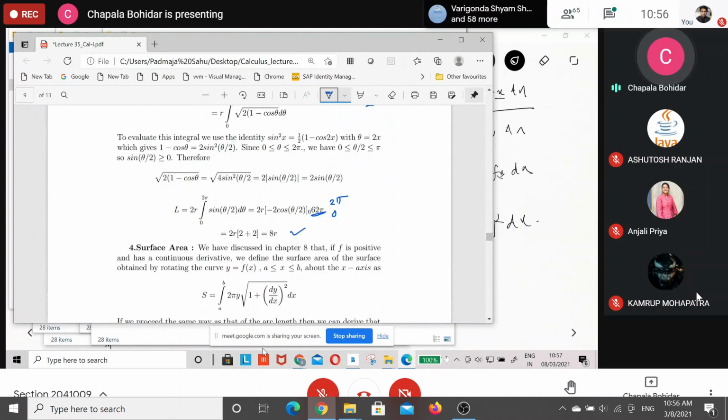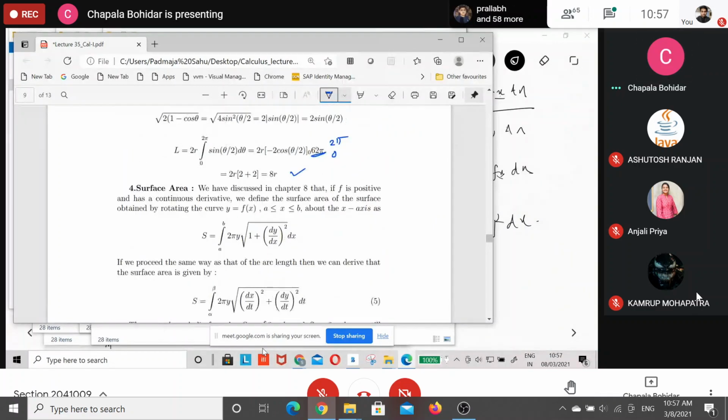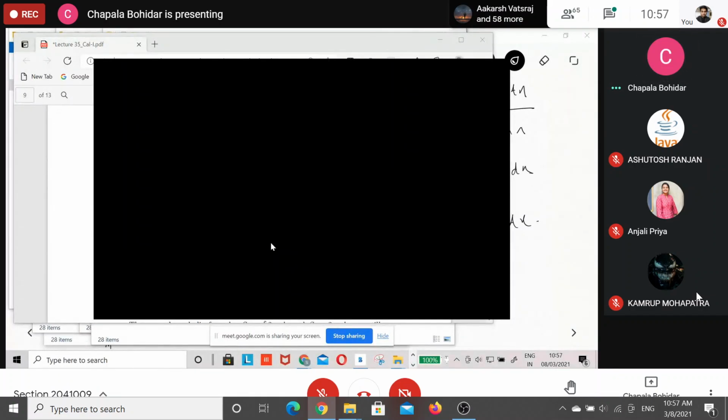Then surface area, same. Rotation about the x-axis, we know our formula is integral from a to b of 2 pi y, where if y is a function of x, ds is root of 1 plus dy by dx square dx. If x is a function of y, then it is root of 1 plus dx by dy square dy.